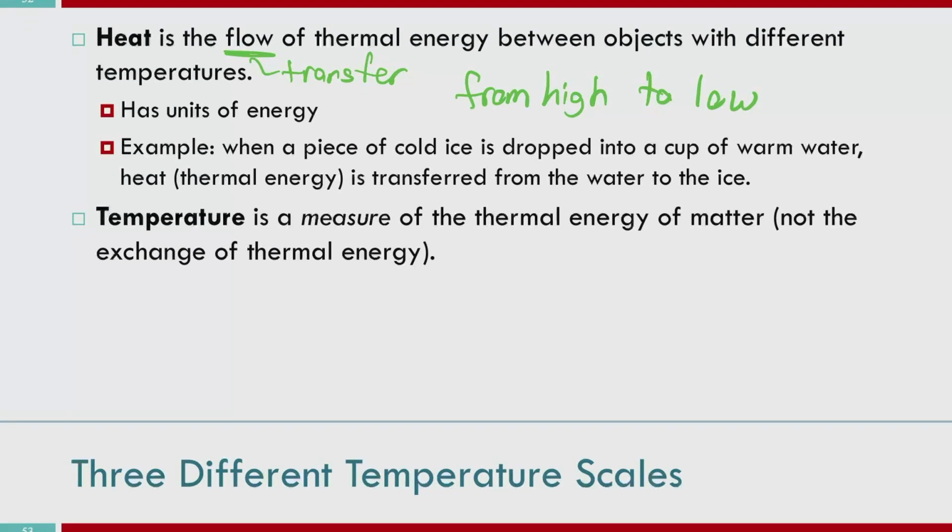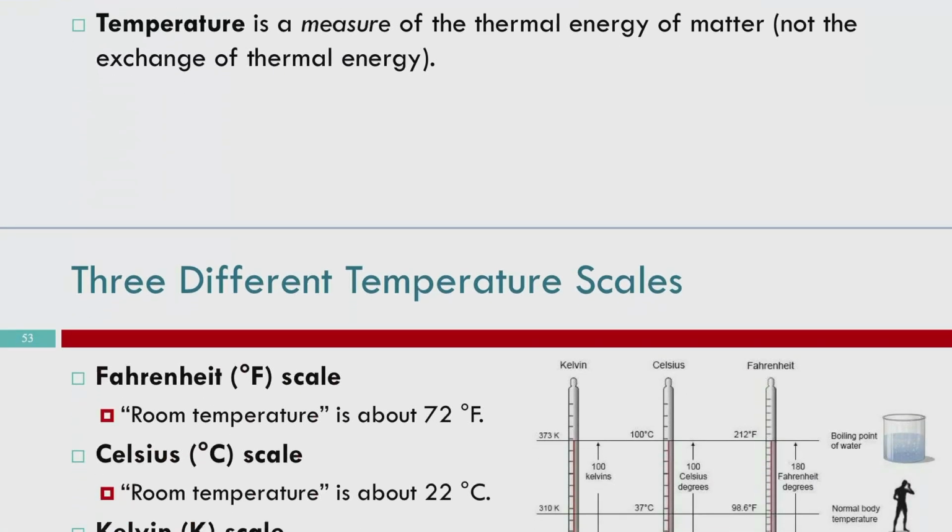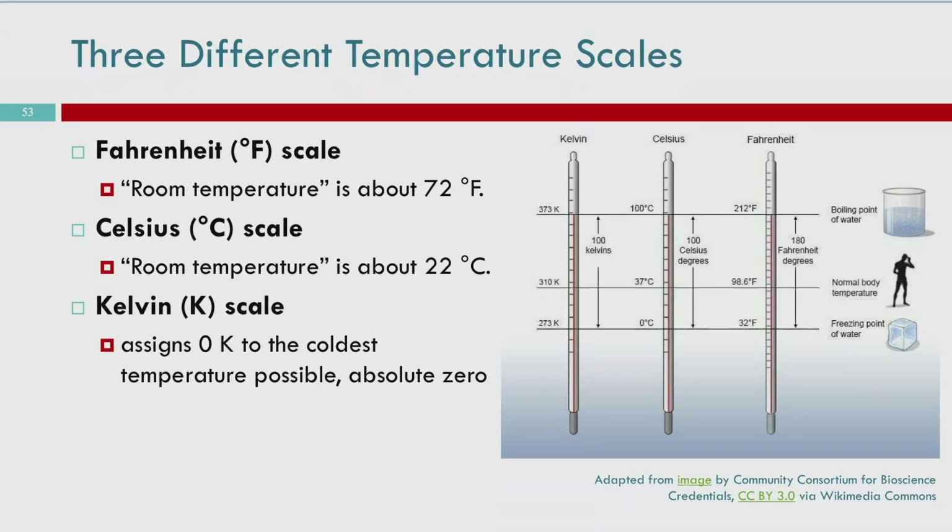We have 3 different temperature scales. Who can give me one temperature unit? Fahrenheit. Who can give me another temperature unit? Celsius. Does anyone know the third temperature unit? Kelvin. So we've got Fahrenheit, Celsius, and Kelvin.